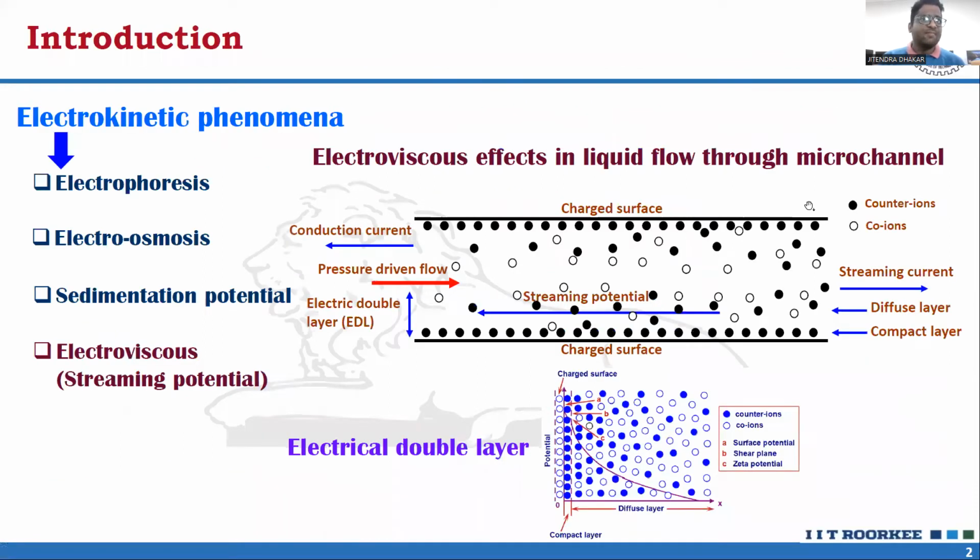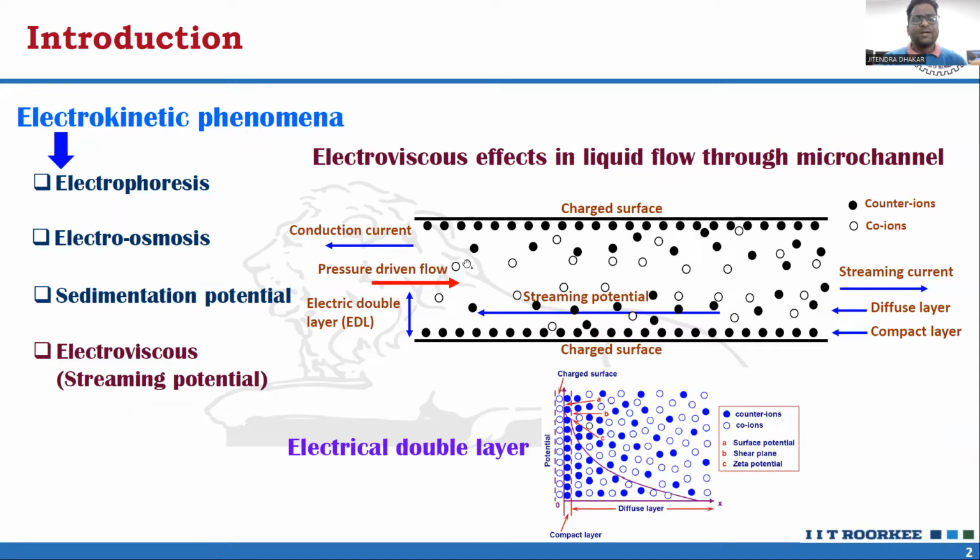Electrokinetic phenomena is a family of several effects that occurs in the heterogeneous fluids. The term heterogeneous fluid here means the fluid containing particles or ions. The electrokinetic phenomena are generally classified as electrophoresis, electroosmosis, sedimentation potential, and electroviscous effects or streaming potential. Our topic of interest is electroviscous effects. So now we discuss electroviscous effects in liquid flow through microchannel.